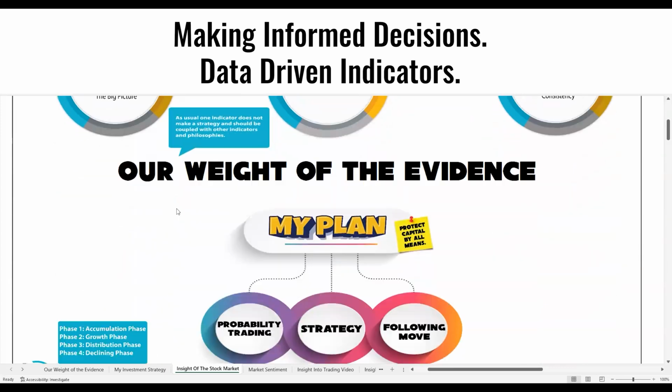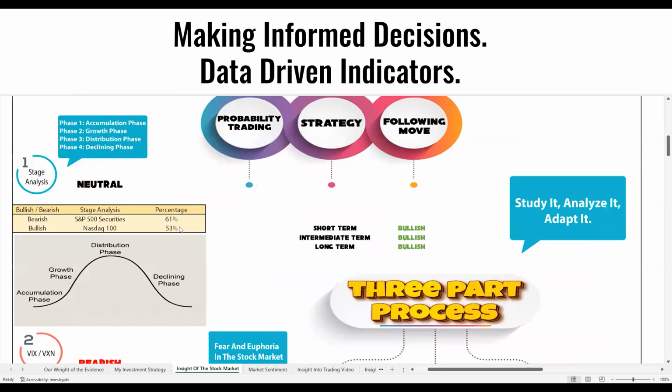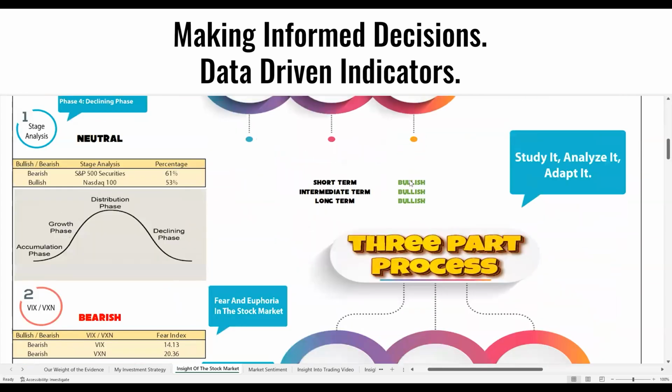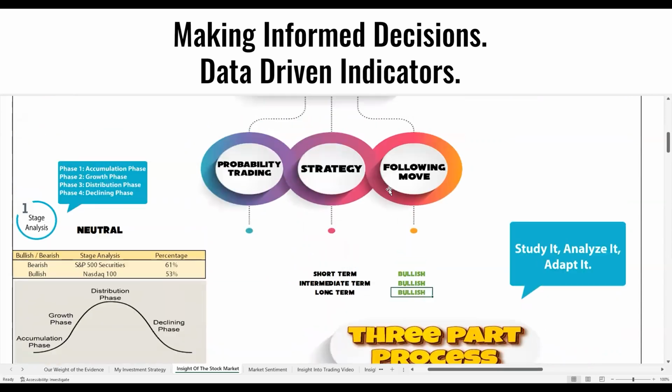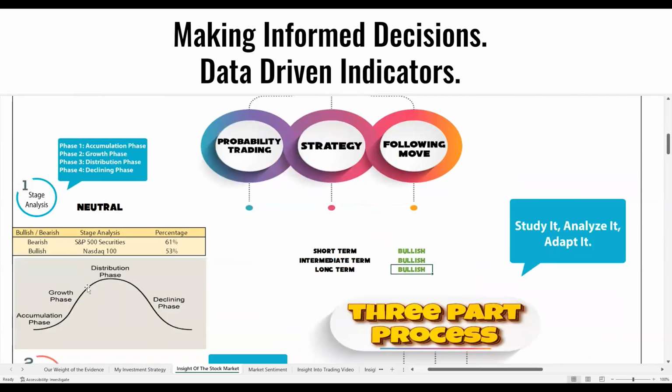Let's continue. Let's start off at the beginning: what do we believe is going to happen in this market? First of all, we believe short term we are bullish, intermediate term we are bullish, and long term we are bullish. As you know, last year we were bearish. This year we're changing our story to bullish. But let's start with the beginning part and look at stage analysis.